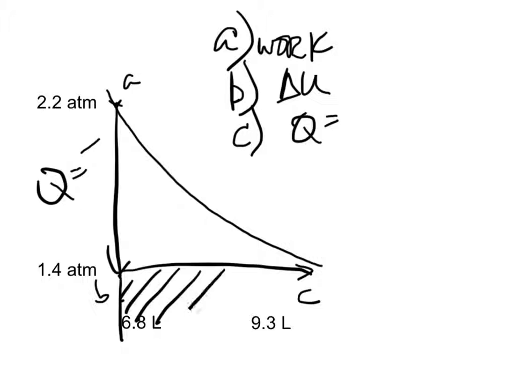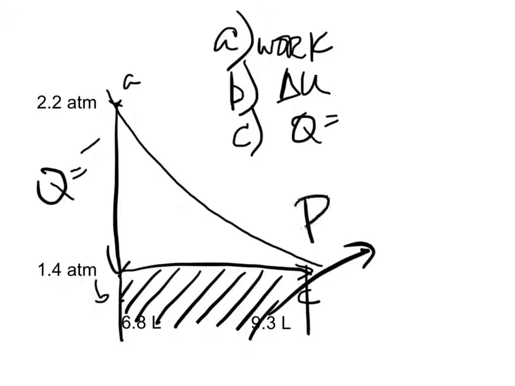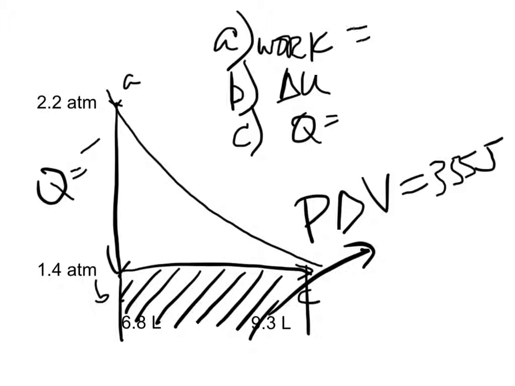And that actually gets us right into answering the first question, so I might as well jump on it right now. The area under that graph is going to give us P, pressure, times change in volume, and that's easy to figure out. When you go ahead and get the change in volume, it's 9.3 minus 6.8 liters, 1.4 atmospheres. The whole thing adds up to 355 joules. So the answer to question A right up there is 355 joules.